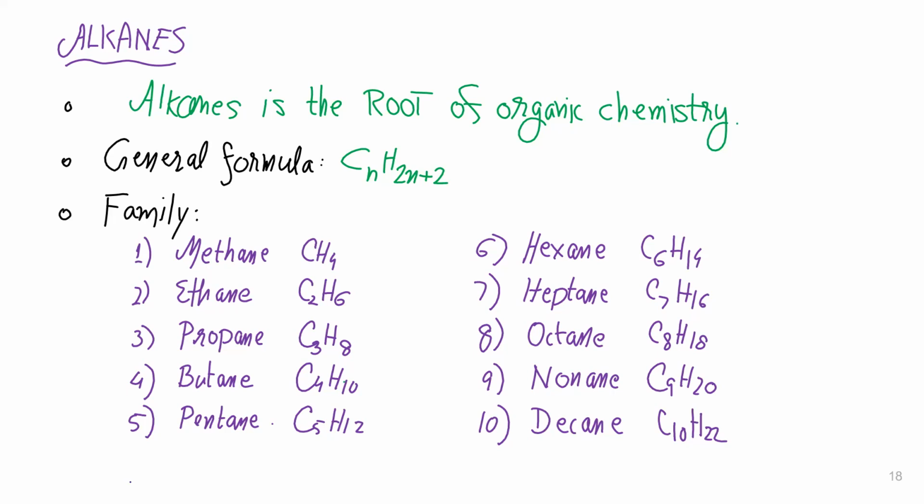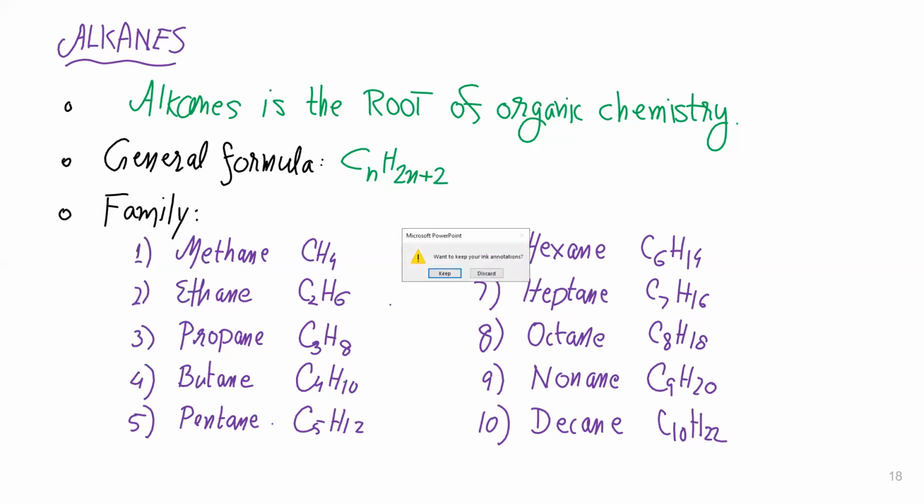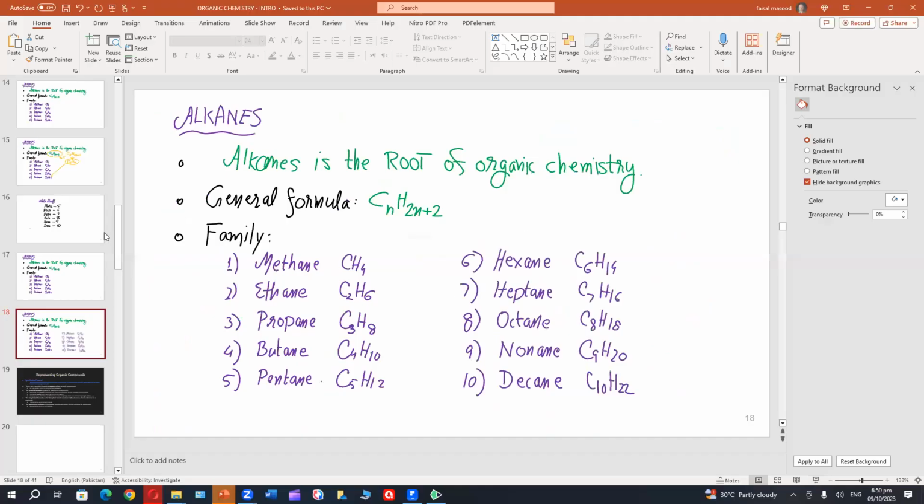But if you know the formula, you can always get it from the formula, and you can write the formula, remember the formula of every family, and then you can make the family members from the formula. Okay.